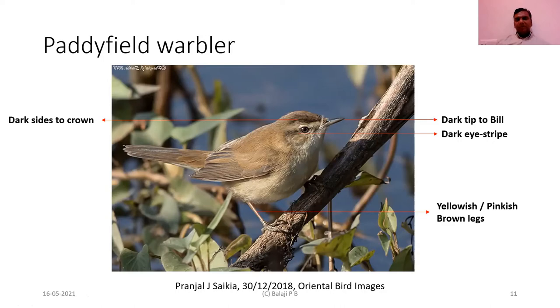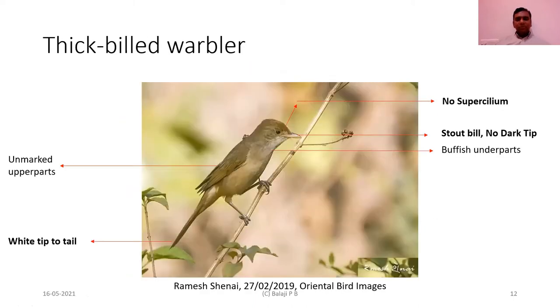So we have covered four smaller warblers. Now let's move on to the larger brown warblers. So as we said, there are four larger brown warblers. These are almost double the size of the smaller brown warblers. Size is a very important identification pointer.